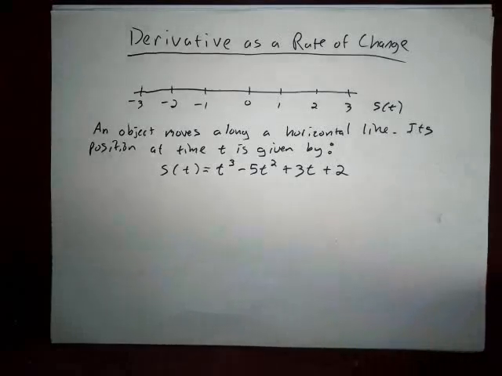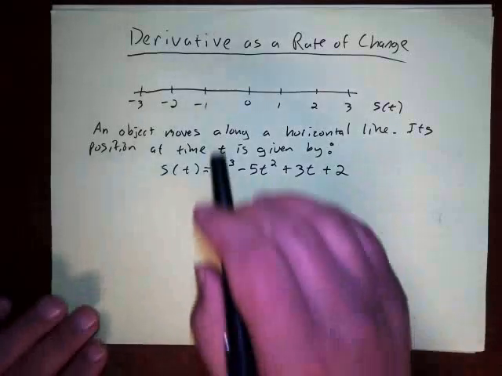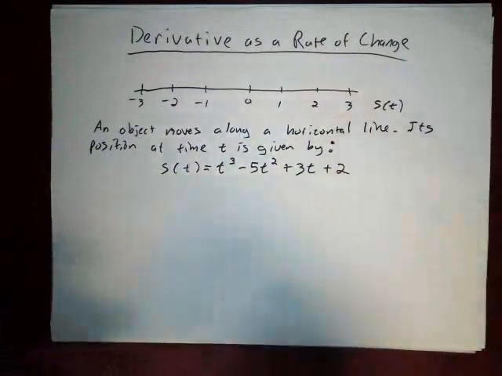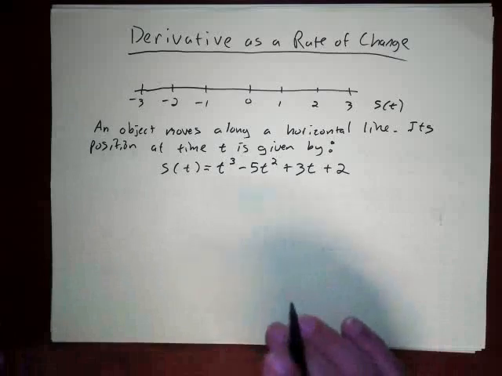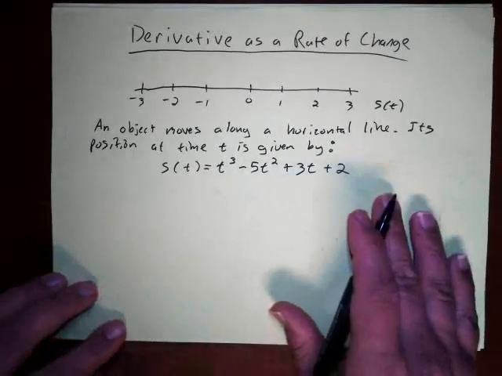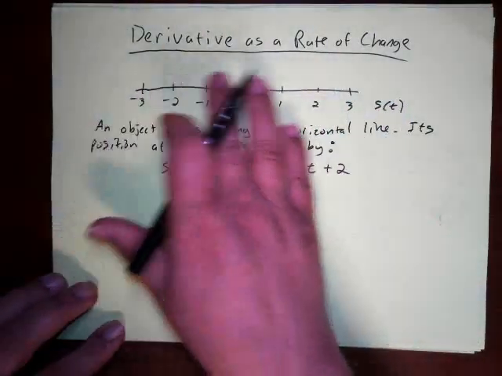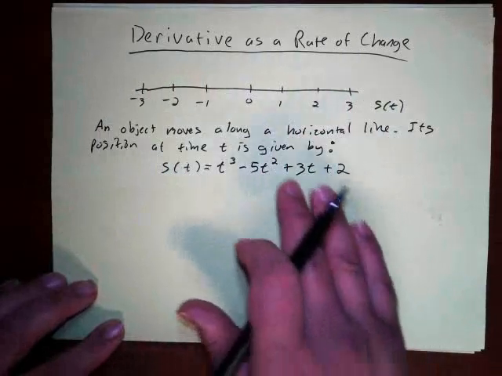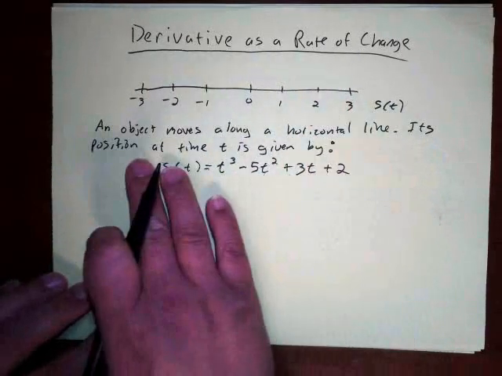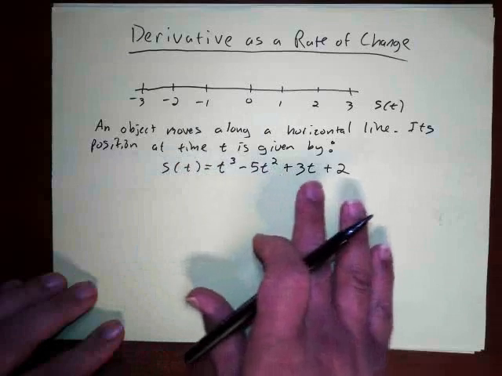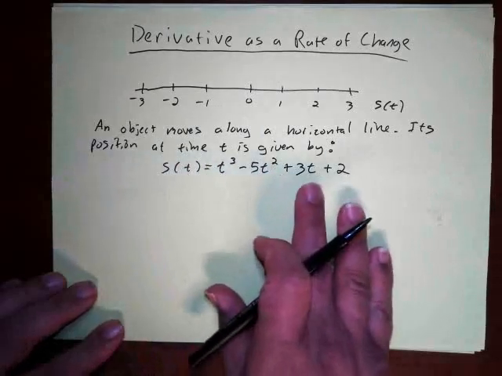As we've already seen, the derivative can be thought of as the instantaneous rate of change of a function. So we're going to explore a little bit more about what it means for the derivative to be the rate of change. And we're going to start by using this particular example of an object that's moving along a horizontal line, and its position at time t is given by this function s of t.